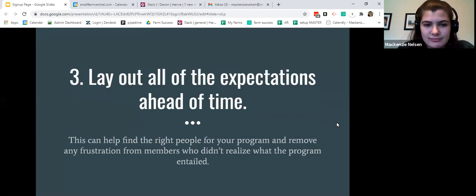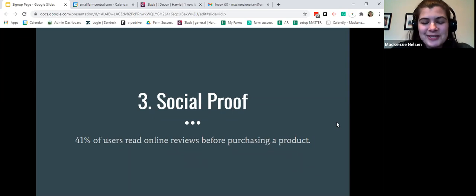And the second, number three, I guess, is social proof. So 41% of users are reading online reviews before purchasing a product. This is why we were harping on refer a friend before. And I think this is also really important for a sign up page. So what is other people's experience with your share? Why do they like it? Why do they like a particular size? Including things like that can be very powerful for the member to make a purchasing decision.